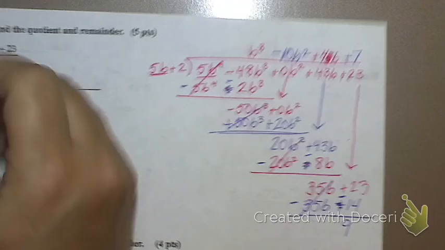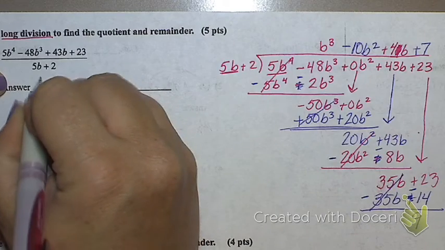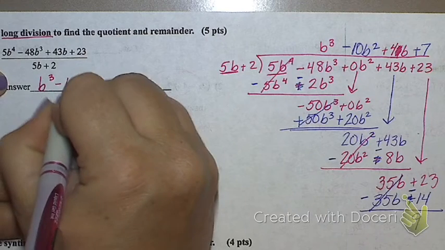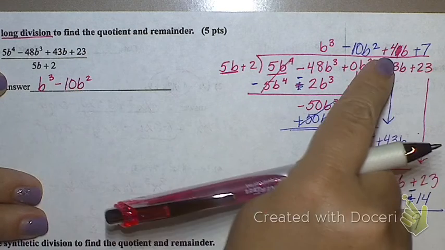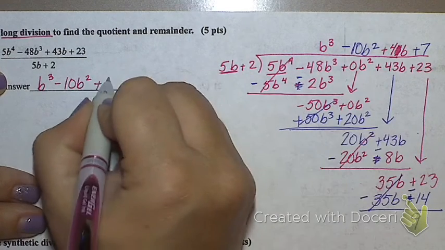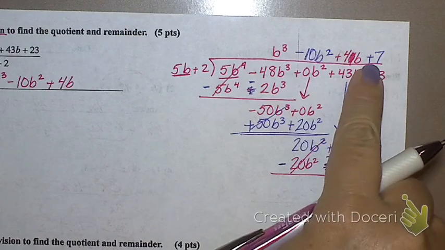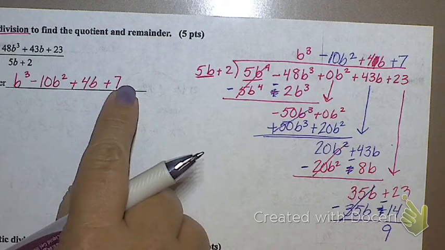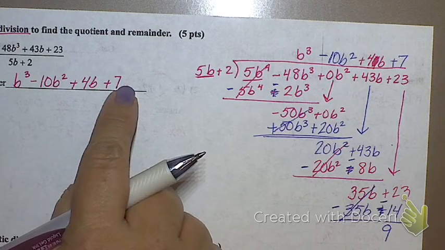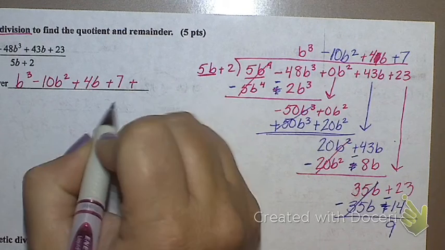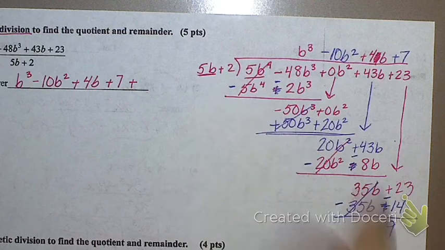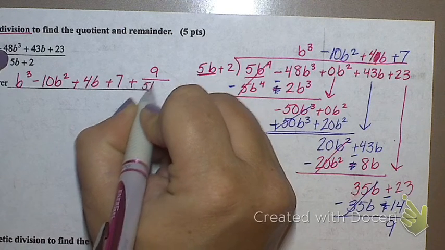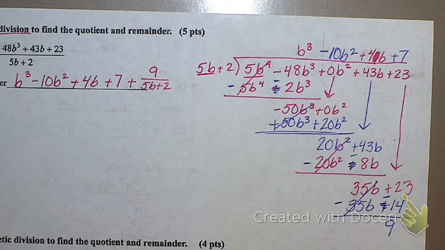I have b to the 3rd minus 10b squared plus 4b, and then plus 7. And then I have to put a plus or minus sign before I write my remainder. What should I put? Always put a plus sign. It's just easier. The top is going to be 9 over what? 5b plus 2. And that's my answer.